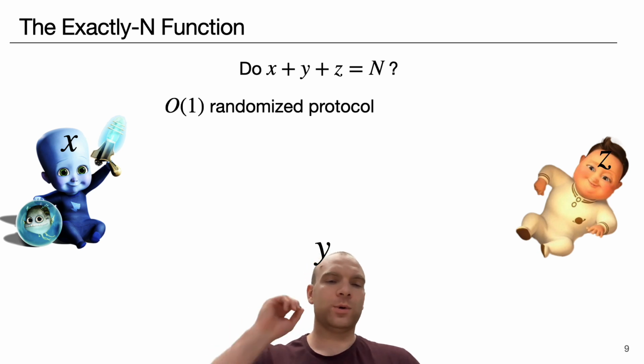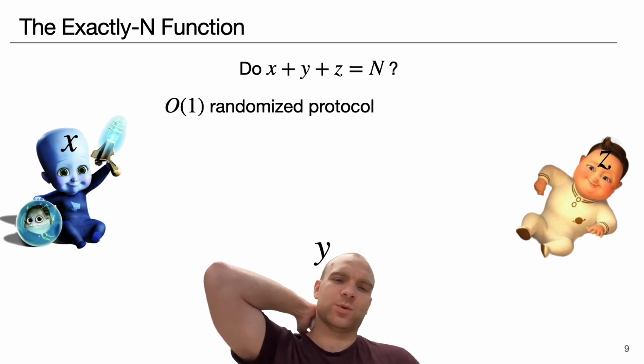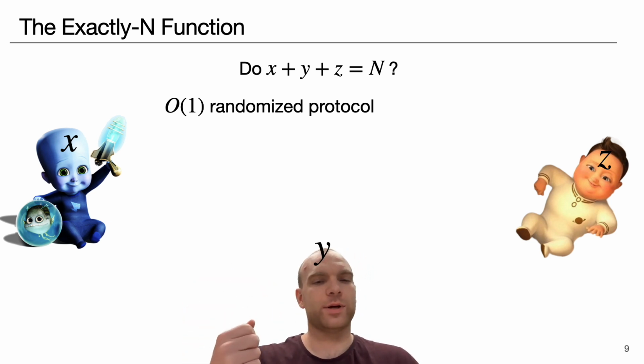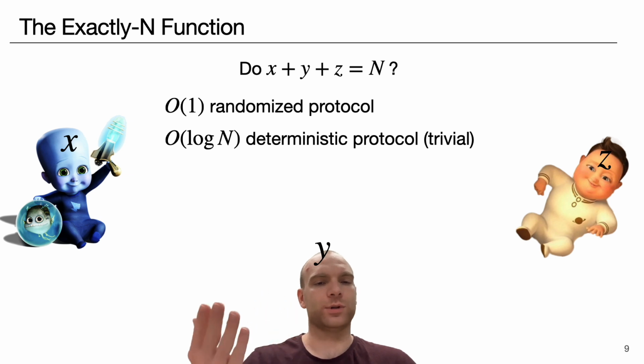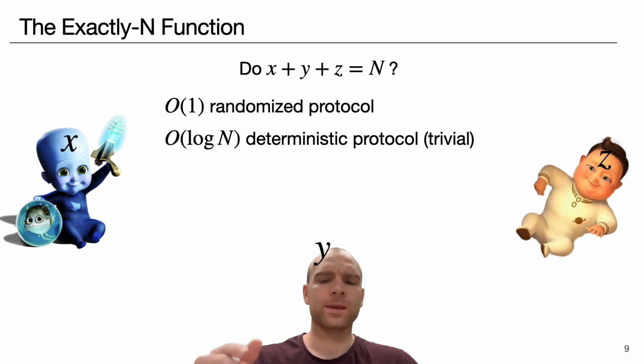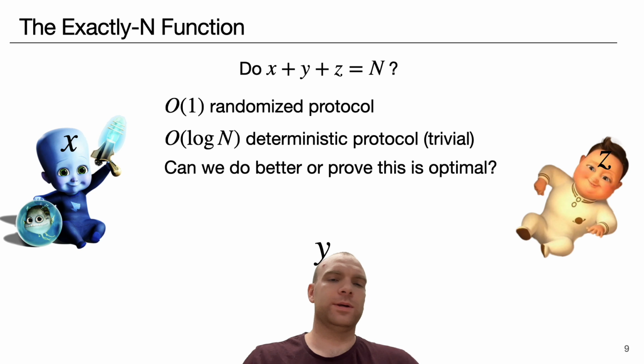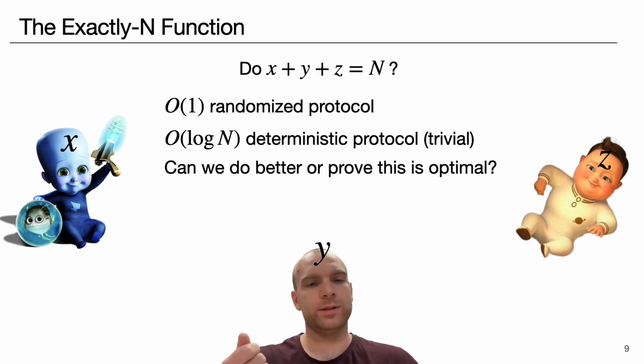Now, I won't have time to really go into it, but as with equality, there's some constant cost randomized protocol in the case of public randomness. And deterministically, there's again some trivial protocol. For example, I can tell Megamind what input is on his head in log n bits. Then he has all the inputs and can evaluate the function, check if they sum to n, and return the answer to us. So the big question here is, can you do something better than this?